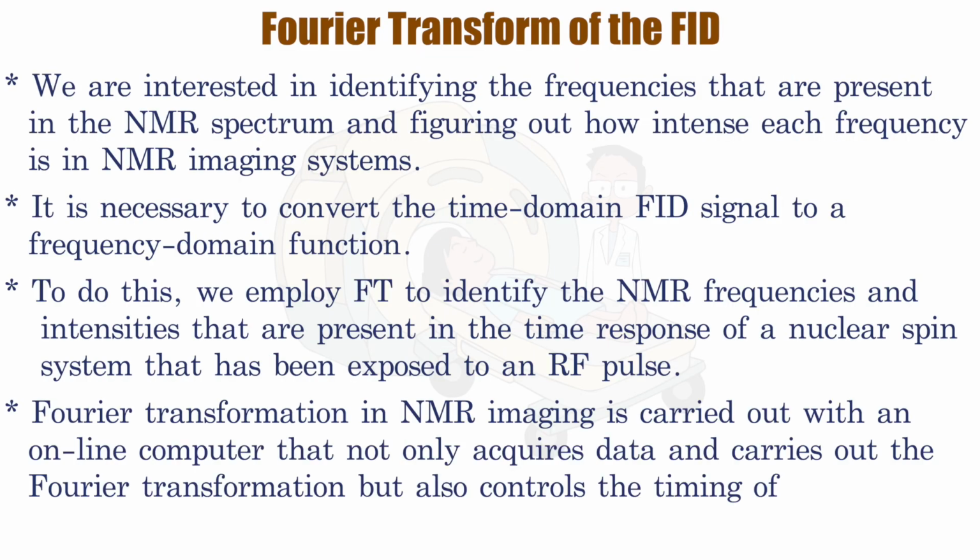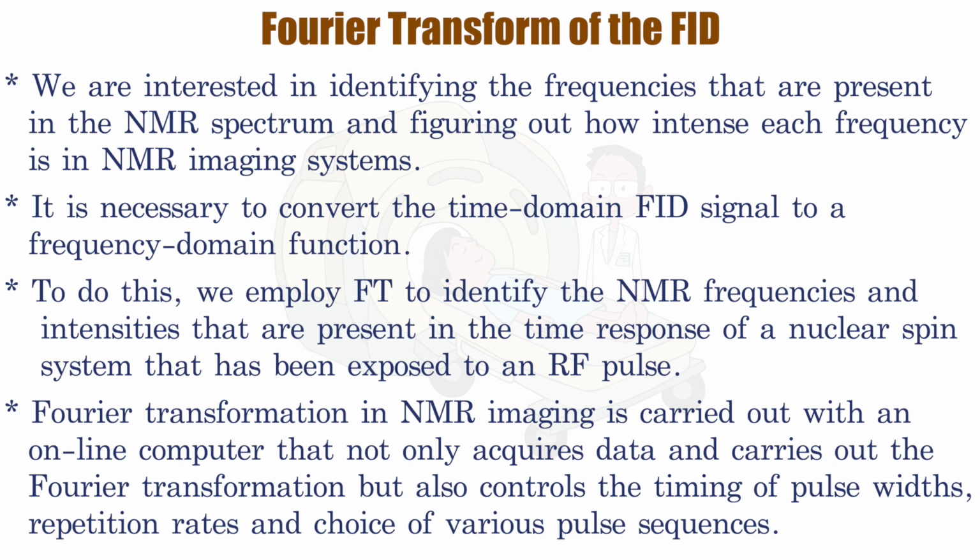We are interested in identifying the frequencies that are present in the NMR spectrum and figuring out how intense each frequency is in an NMR imaging system. It is necessary to convert the time domain FID signal to a frequency domain function. To do this, we employ the Fourier transform to identify the NMR frequencies and intensities that are present in the time response of a nuclear spin system that has been exposed to an RF pulse.